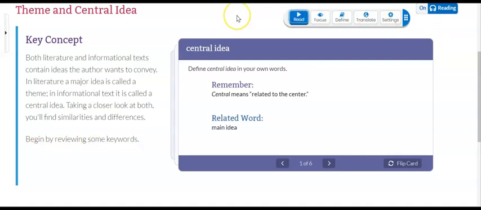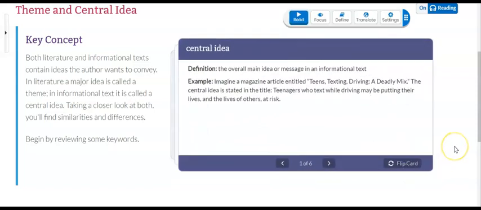Central idea. Central means related to the center. Example. Imagine a magazine article entitled Teens Texting Driving a Deadly Mix. The central idea is stated in the title. Teenagers who text while driving may be putting their lives and the lives of others at risk.